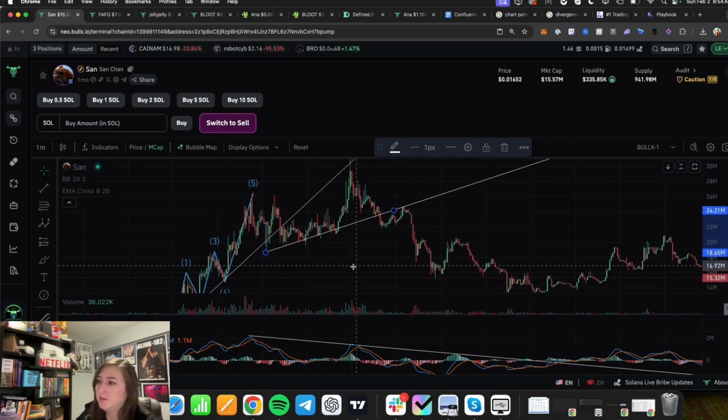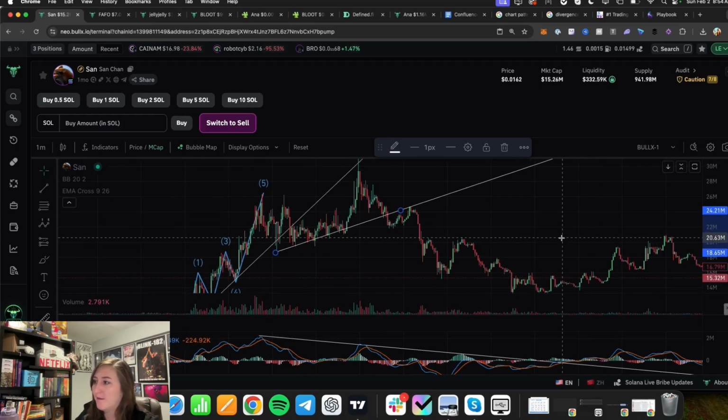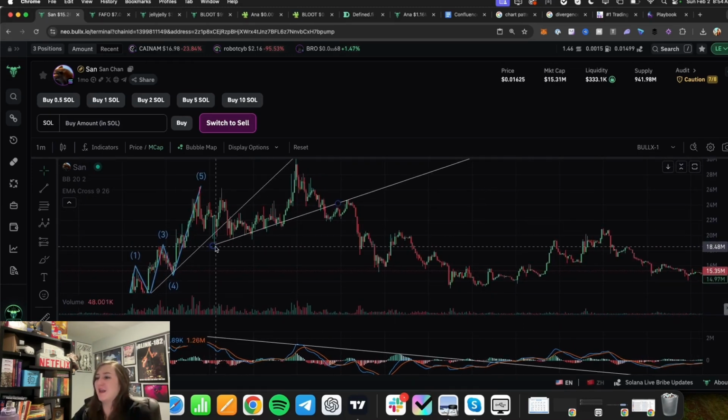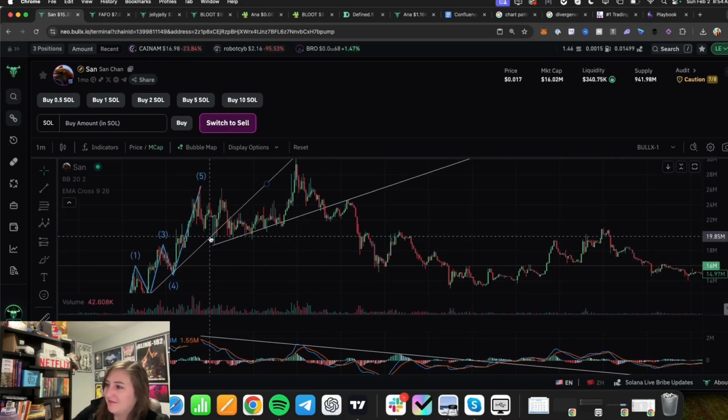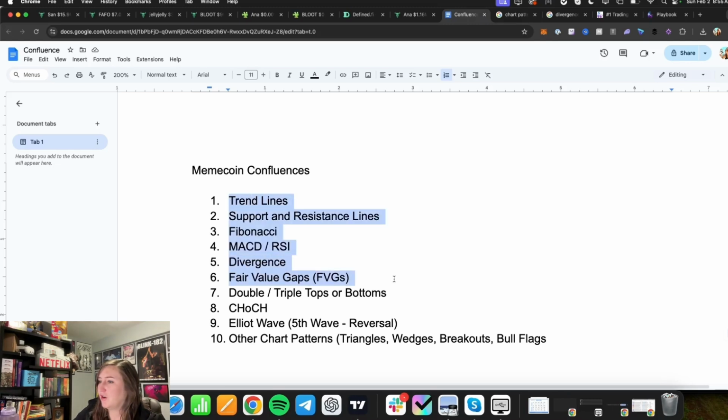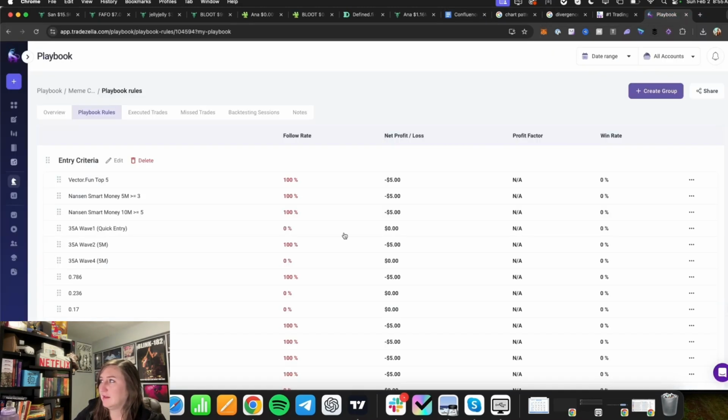With meme coins you're probably going to have to be more careful because they can dump in like a second. But yeah, definitely if you see a trend line break, get the hell out of there. Especially if this is bearish. But make sure you just follow and practice.